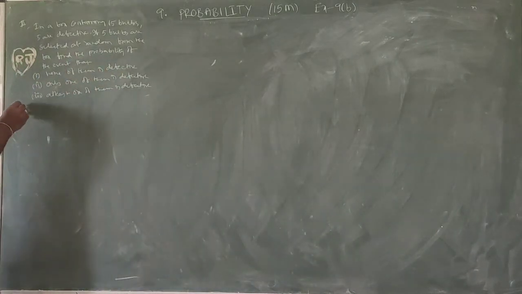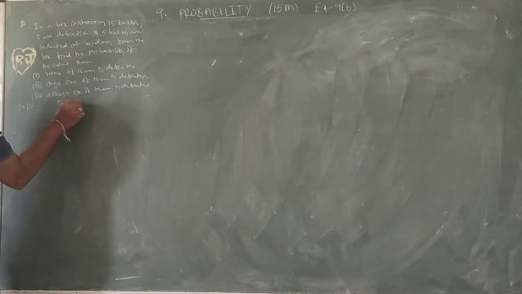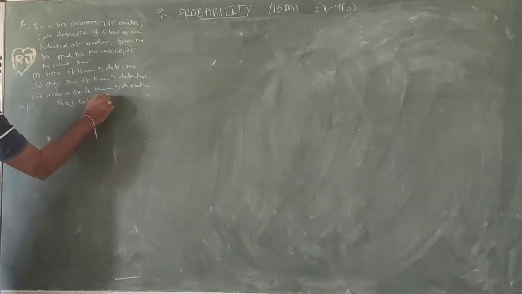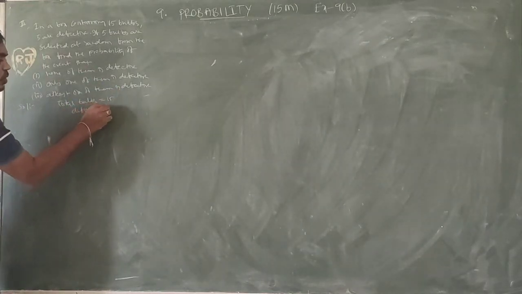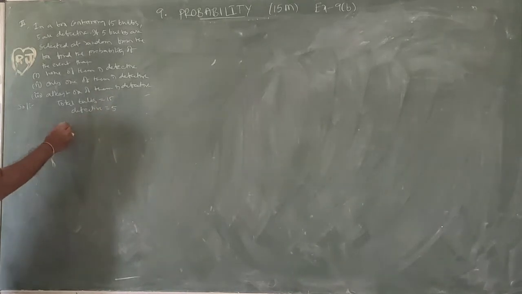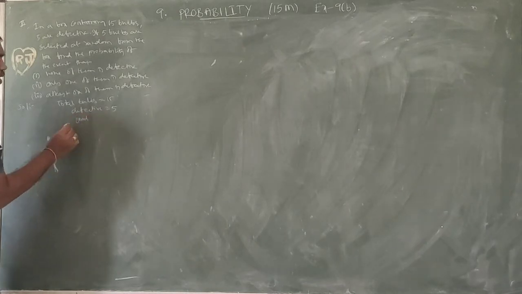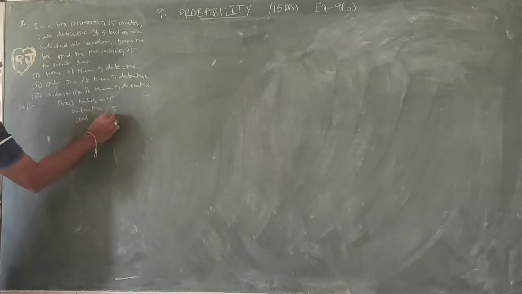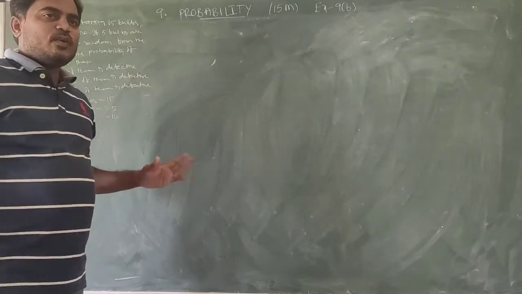First, I want to write the solution. Total bulbs equal to 15. Defective equal to 5. Good, or non-defective, equal to 10. So defective equal to 5, non-defective equal to 10.